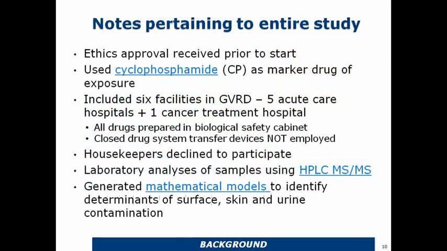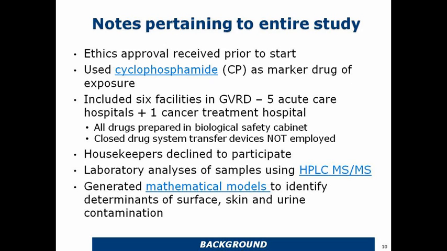So just for your information regarding the entire study, we did have ethics approval from not only the university, but also all the different hospitals that were participating in the site. We use cyclophosphamide, here known as CP from now on, as the marker drug of exposure. Now, individuals are exposed to multiple different types of drugs. Unfortunately, you can't analyze for each and every one of them. So we looked at cyclophosphamide for a number of reasons.